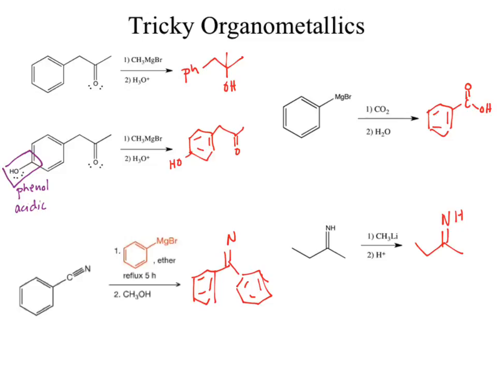Last one, or the far right. CO2. Everybody looks at that and freaks out and says, I have no idea what's going on with it. Maybe it would help if you drew the structure. What does CO2 have? Two double bonds. The negative can come in and attack, and we end up with a carboxylic acid. The last two end up getting tricky, or sort of tricky.